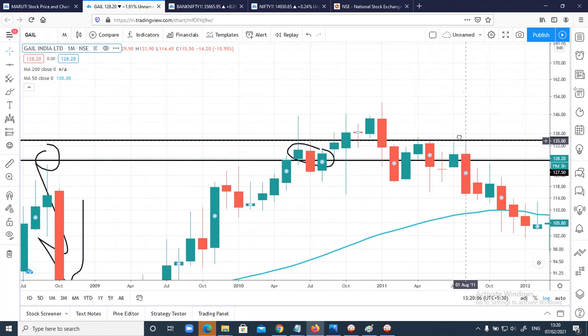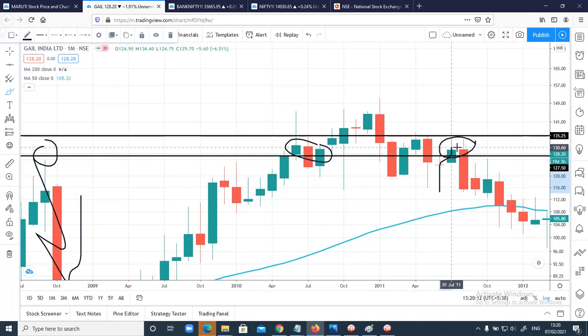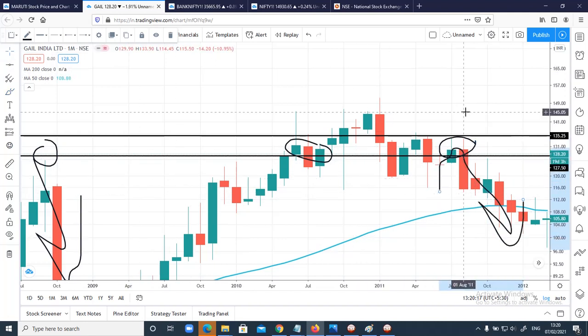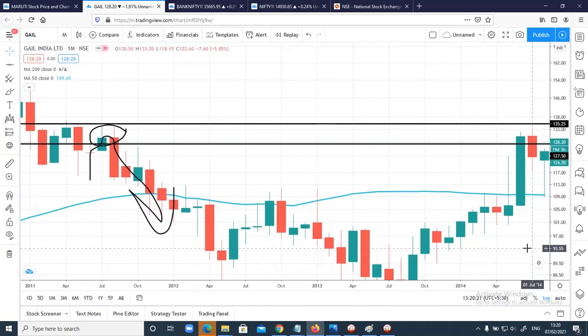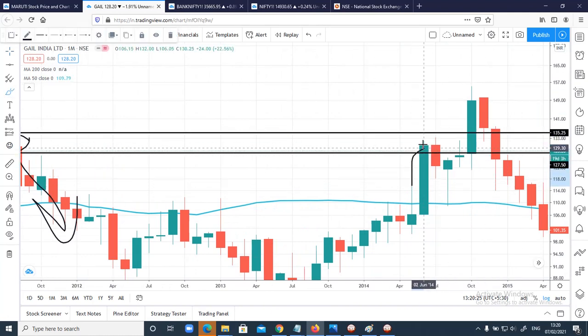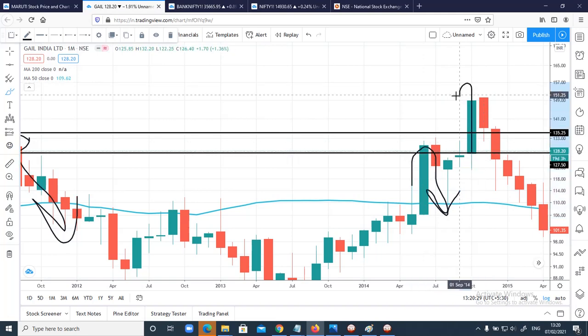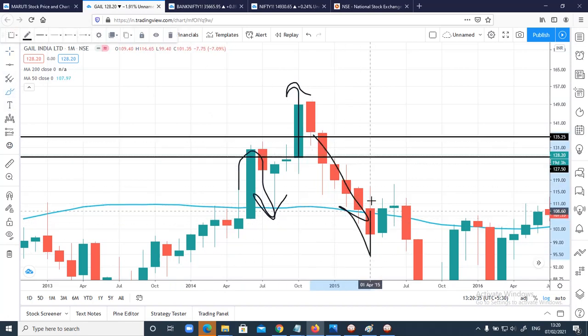You can see here at this level it has resisted. Though it had entered the zone, it didn't break, and once it retraced and reversed, it fell down here. This I'm checking in the monthly chart, guys, because we have a lot of data since 2011, 2008. In fact, here you can see after entering this zone, it has reversed. Once it broke the zone, it went up. So this zone is going to be very tough. You can see here again, once it broke this zone, it fell down.